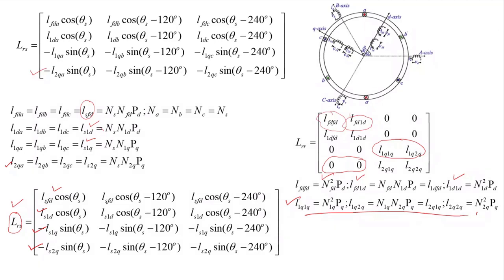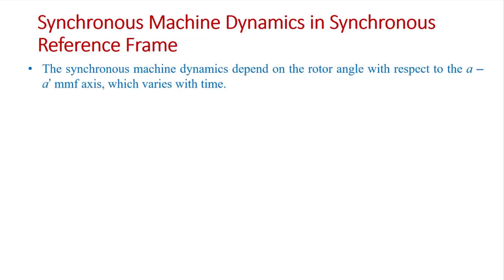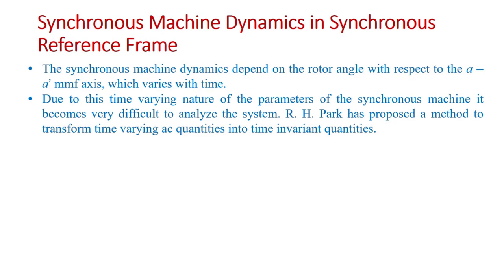Now, with this equation, we understood that the stator is associated with time-varying components, because the stator quantities, voltage and current, are time-varying, right? So the synchronous machine dynamics depends upon the rotor angle with respect to the AA MMF axis, which varies with time. So in order to make this quantity time invariant, we will refer to the synchronous frame of reference. Due to this time-varying nature of the parameters of the synchronous machine, it becomes very difficult to analyze the system.